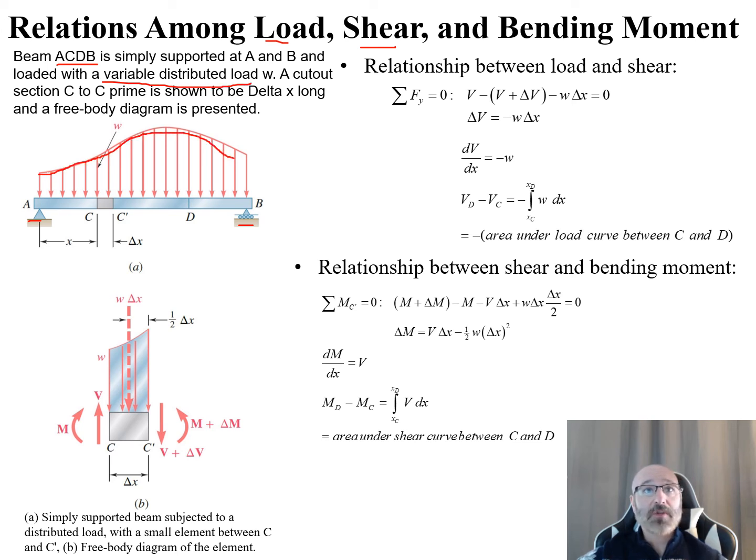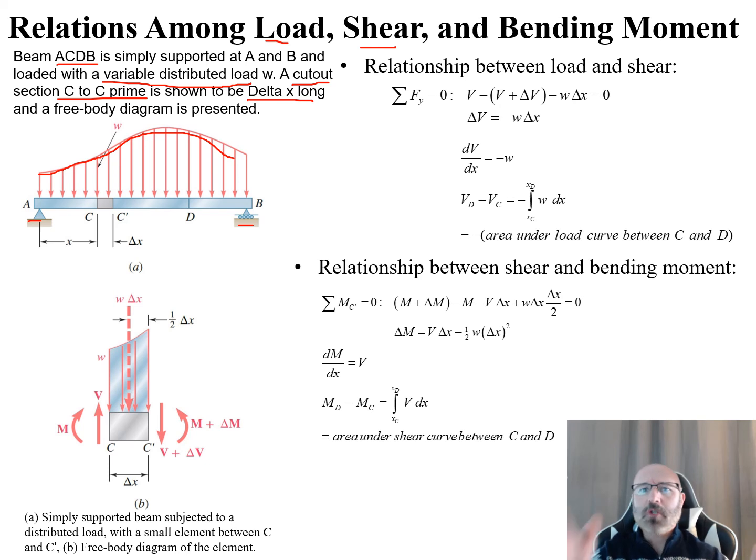So it's a variable distributed load W. Now the other difference here is we're going to take a look at a cutout. So rather than just a section line right there, we're going to take a cutout from C to C prime, and that's going to be shown to have a dimension to it. And this dimension is going to be delta x long. And we're going to look at that as its own free body diagram.